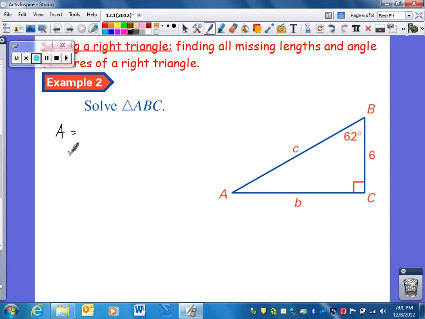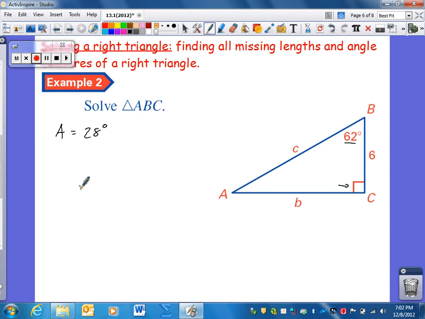Okay, everybody's got a chance to write it down. Measure of angle A. Degrees in a triangle are 180. I already know that C is 90, so all I have to do is find the complement of 62. So 62 plus what gives me 90 degrees? 28 degrees is the correct answer.